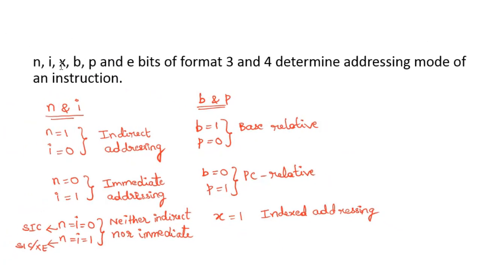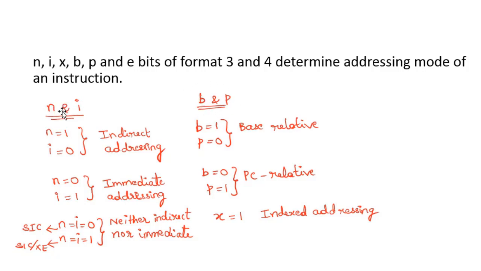Now coming to the very important concept of addressing mode. The NIX, BP and E bits of format 3 and format 4 actually determine the addressing mode of an instruction. So here I have already made up a summary chart. Please pay attention here. The two bits N and I should be processed together. Similarly, B and P should be processed together.